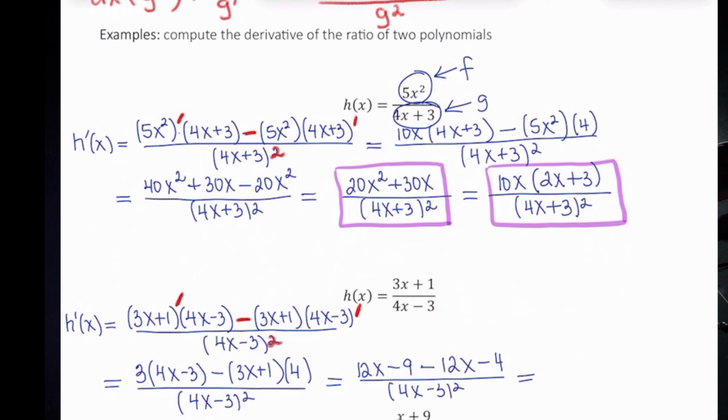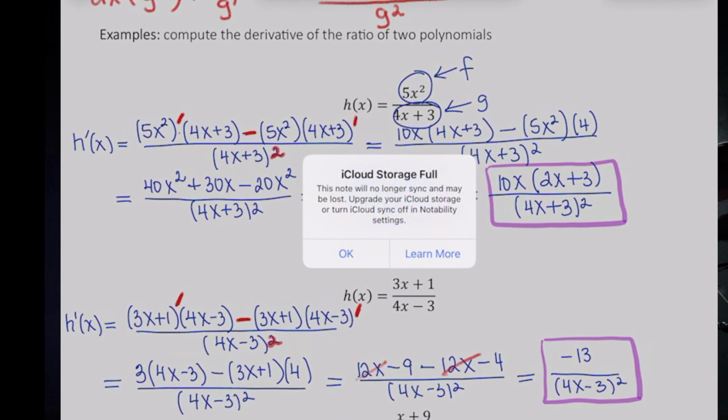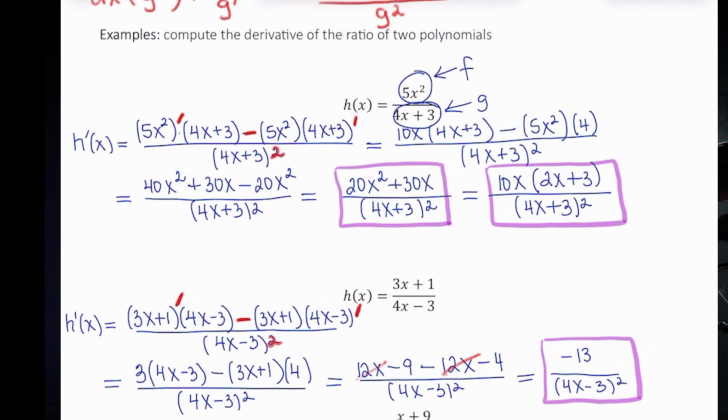Notice that we have some cancellation here, so 12x and negative 12x, that's gone. So the final answer will be negative 13 over 4x minus 3 quantity squared. That is going to be our derivative of h. And again, if you would like to multiply that through 4x minus 3 squared, you can, or you can just leave it as is. That is completely fine. Okay, one more example.